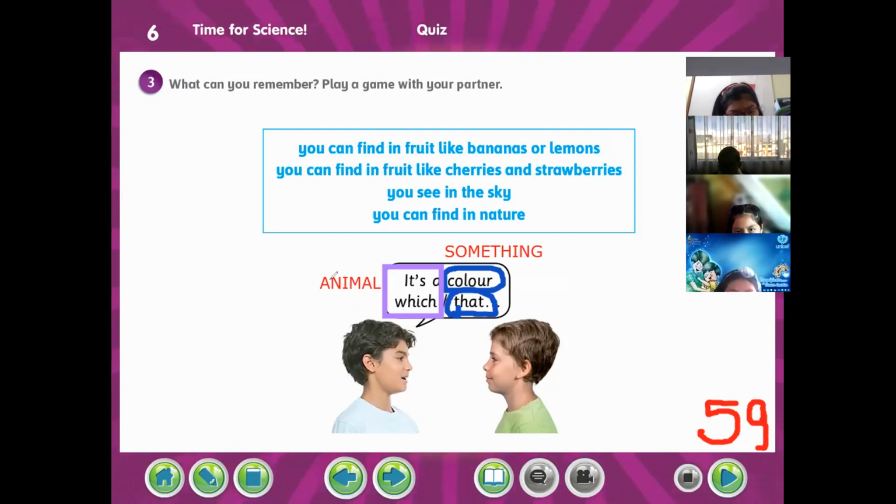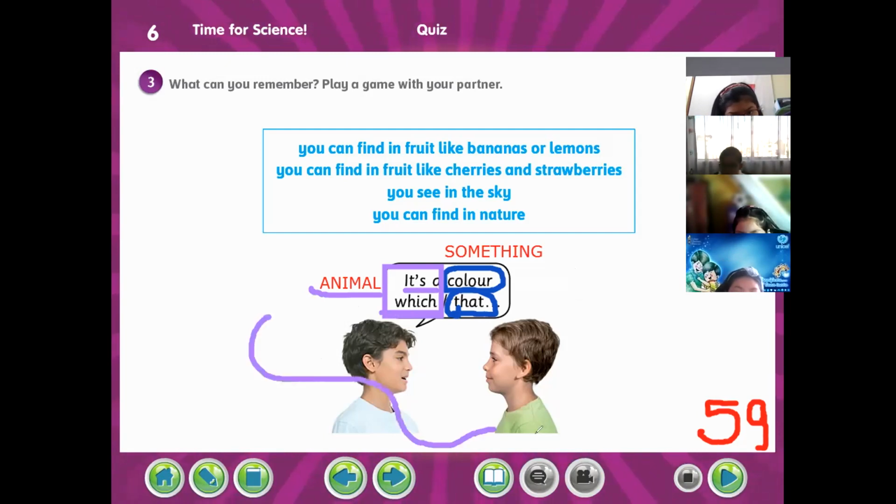It's an animal. The snake. Which is very long. Very good, Gonzalo. You see, the snake is long, but has no legs and no arms.